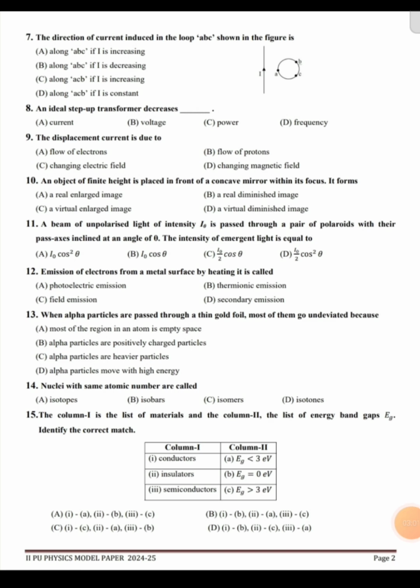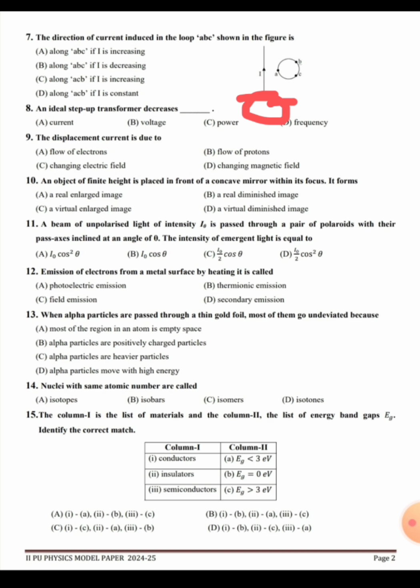Okay, the next question is: the direction of current induced in the loop ABC shown in the figure is. Here we can see one straight conductor. According to right hand thumb rule, if thumb represents the direction of current, then the remaining fingers encircling the wire show the direction of magnetic field. So the magnetic field lies in this circle, right? So what is the direction of magnetic field? If you apply the right hand thumb rule, since the current is flowing up, the magnetic field is acting in this direction.